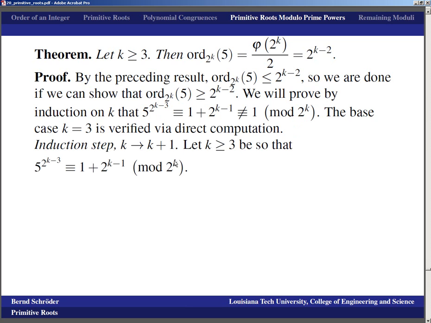And for the step from k to k plus 1, take k greater or equal than 3, so that 5 to the 2 to the k minus 3 is equivalent to 1 plus 2 to the k minus 1 modulo 2 to the k.